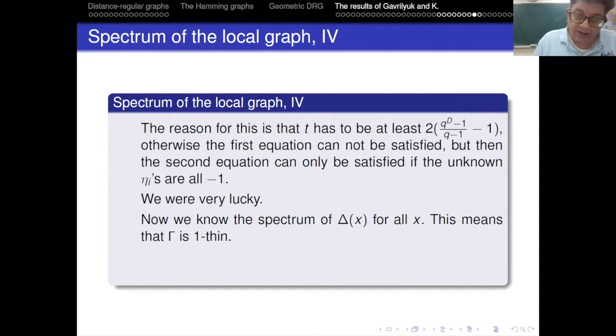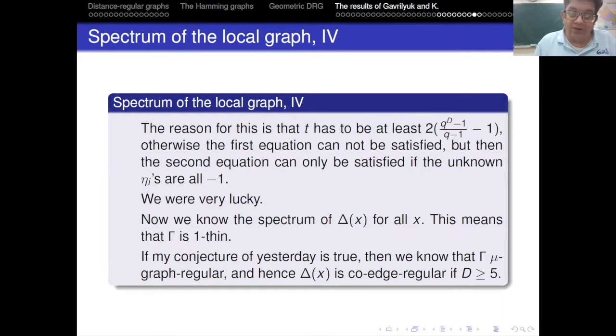And yesterday, if the root corresponds with an irreducible Tx model, and that is thin. So this means that gamma must be 1/5. If my conjecture of yesterday is true, then we know that gamma must be mu graph regular, and hence delta x must be co-S regular. So we don't know at this moment whether that conjecture is true or not, although I gave an indication yesterday that it is true. But at this moment, we don't know. There's no real written proof yet.